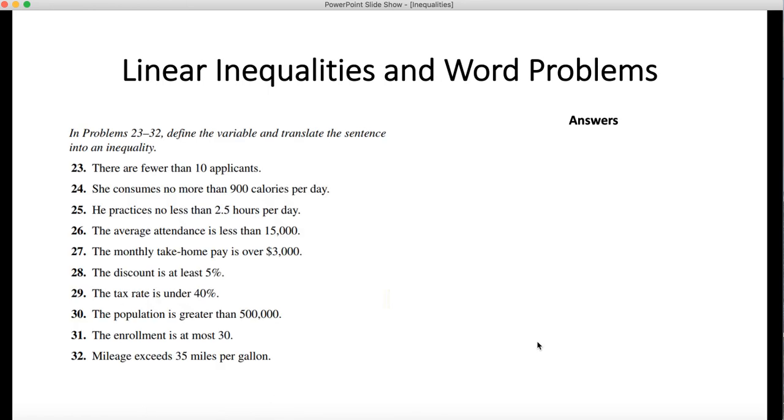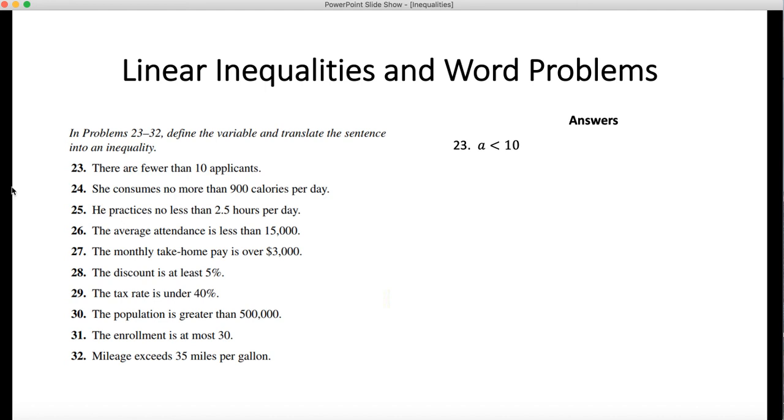Okay. So I took these from your book and I just want to go through these 10 examples. A lot of students struggle with converting the words into an inequality. It says there are fewer than 10 applicants. So I would pick A for my variable. A will be equal to the number of applicants, and the number of applicants is less than 10. Fewer than 10: A is less than 10.